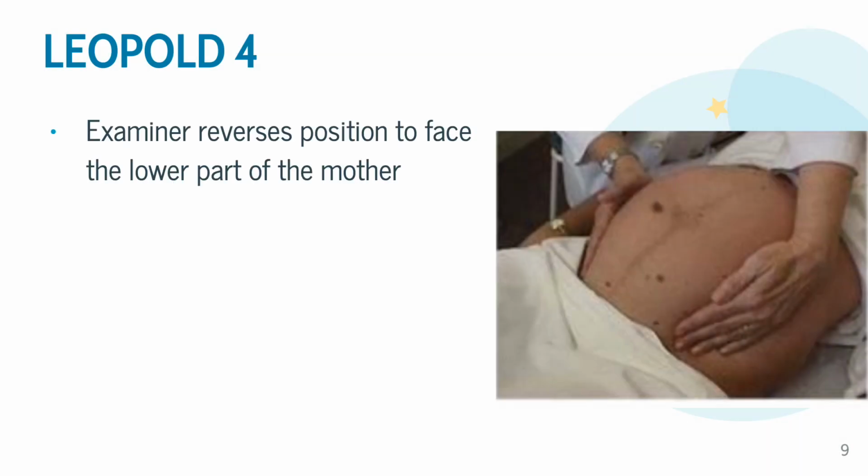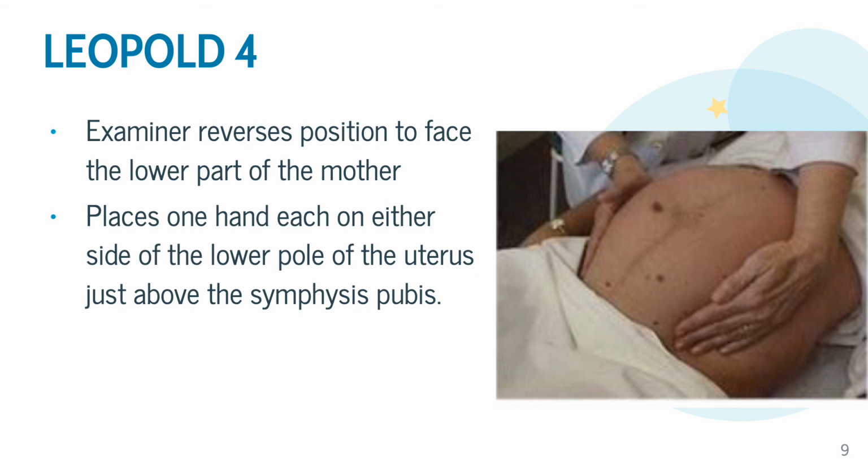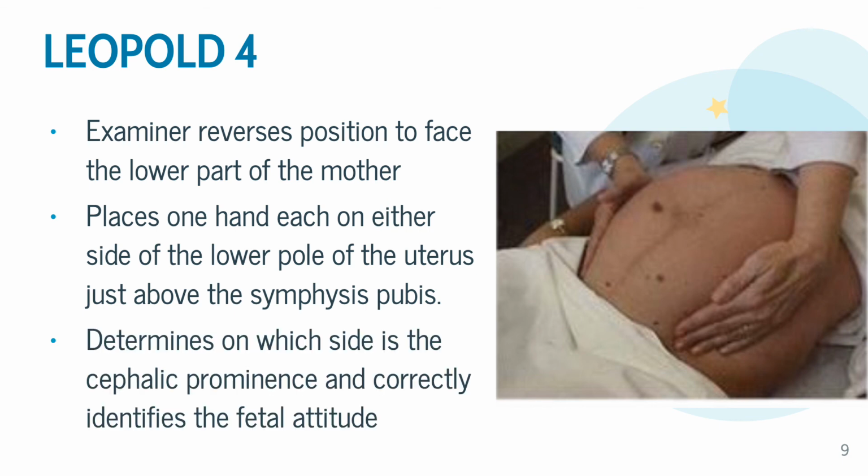The fourth maneuver resembles the first maneuver. However, the examiner faces towards the maternal pelvis. This maneuver involves the examiner placing the palms of both hands on either side of the lower abdomen with the tips of the fingers facing downward toward the pelvic inlet. Palpation of the bilateral lower quadrants is done to determine the engagement of the fetal presenting part.